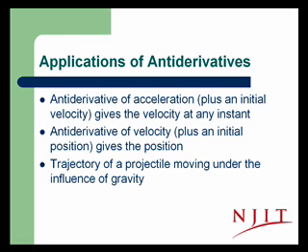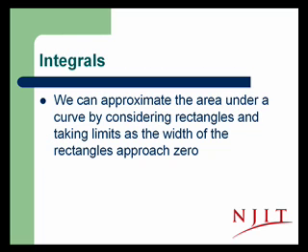Some of the applications of antiderivatives are that the antiderivative of acceleration, plus possibly an initial velocity, gives the velocity at any instant. Since the derivative of velocity is acceleration, the antiderivative of acceleration is velocity. Similarly, the antiderivative of velocity gives you the position when it's adjusted for some initial position. Another application of antiderivatives is in finding the trajectory of a projectile moving under the influence of gravity. And you've probably learned about that in your physics classes.